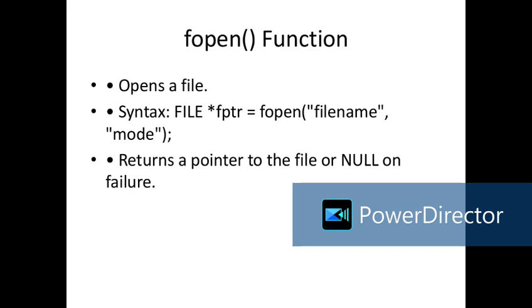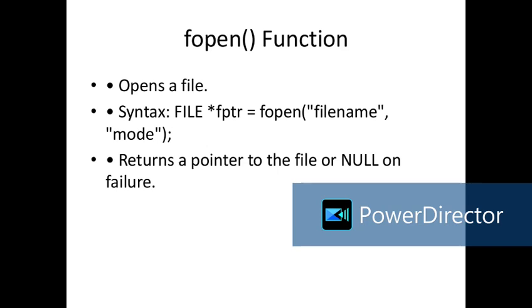fopen function syntax: FILE *fp = fopen(filename, mode). FILE *fp declares a pointer to a file. filename is the name of the file to open. Mode determines how the file will be opened: read, write, append, etc. Available modes are r, read only; w, write only; a, append; r+, read and write; w+, write and read; a+, read and append.